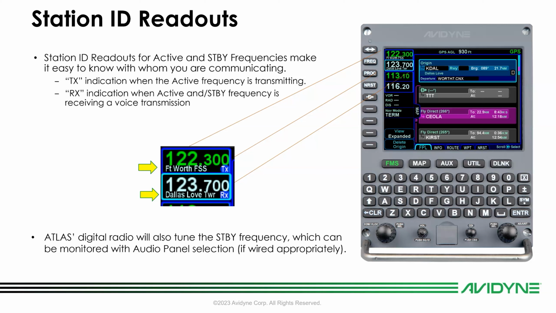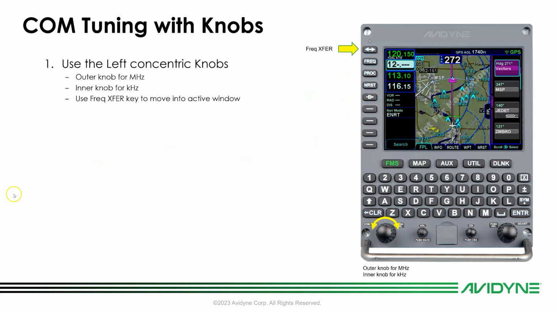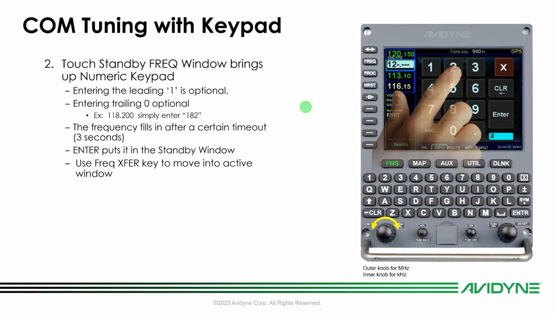If wired appropriately to your audio panel, you can select the monitor function and monitor that standby frequency. To tune the comm radios, there are several different ways to do it. One way is to use the left concentric knobs. The outer knob turns megahertz and the inner knob is your kilohertz. And then you use your flip-flop button, your frequency transfer button, to move the standby tuned frequency up into the active.